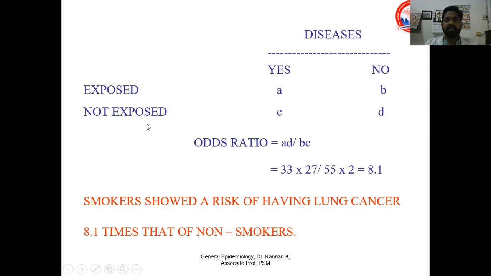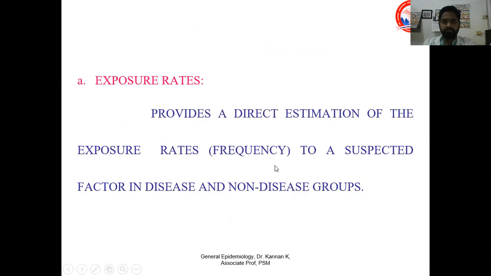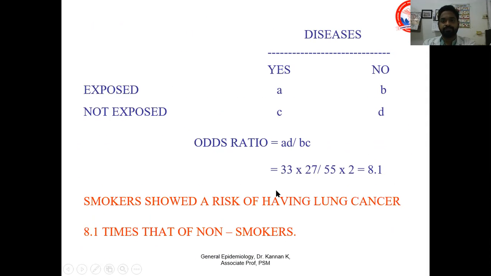So exposed and non-exposed, disease yes, no, A, B, C, D. The odds ratio, as we saw previously, is AD by BC. Here it is A into D, 33 into 27, divided by B into C, 55 into 2. So 33 into 27 divided by 55 into 2 is nothing but 8.2.